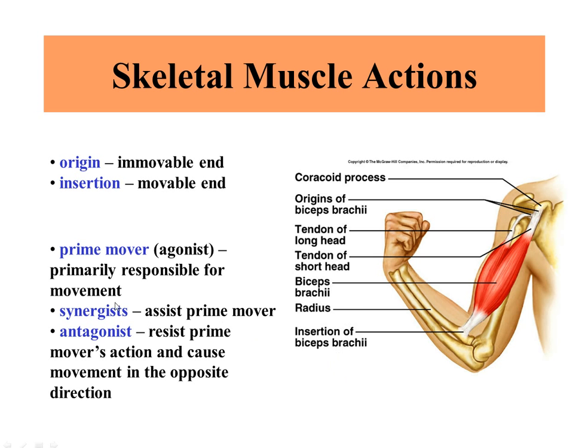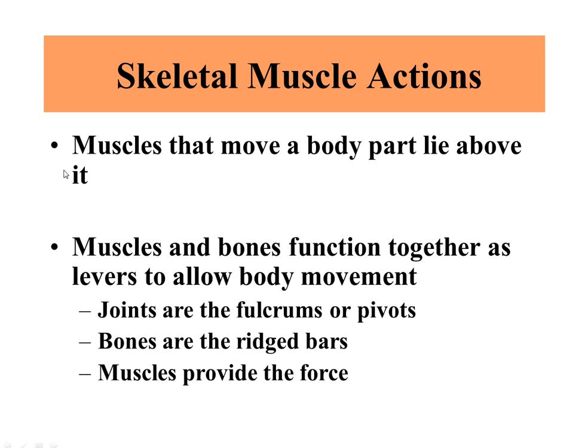Okay. Now, synergists are muscles that help in a movement. They help the prime mover. The action of the muscles that move the body part lie above it. The muscles and bones function together as levers to allow the body movement. And when they work as levers, the joints are the fulcrums or pivots. We talked about that before. The bones are the rigid bars and the muscles provide the force. And we talked about that when we talked about the skeletal system. Okay.